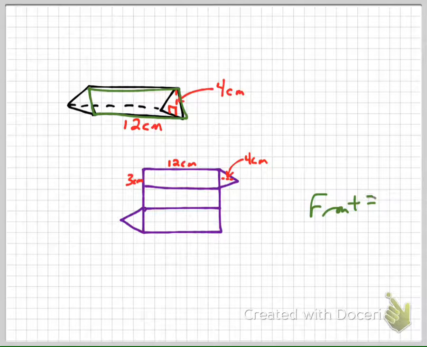What are the dimensions of the front? Not that. Dimensions is not how many square inches. The dimensions is what by what, right? So what's the dimensions of the front? 12 by 3. It's 12 by 3. It's not 4, right? 4 is the height of this triangle. Does that make sense? 4 is the height. What's the length of this side here, right?